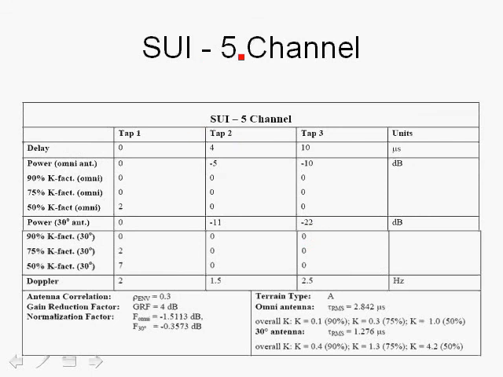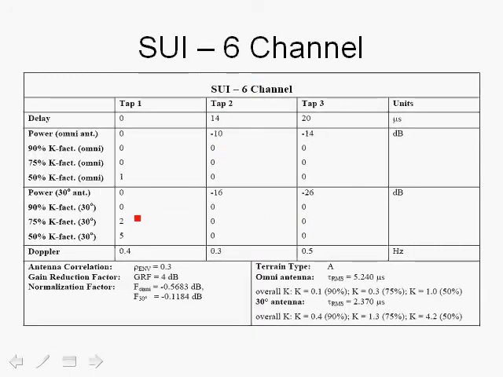For SUI-5, terrain type A, recall, which is hilly with a lot of foliage, a case where we have a lot of path loss, non-line of sight in this case with low K factors, if you will, and delay spreads which are very high. In this case, 4 microseconds and 10 microseconds are the delays on the taps. Again, you can compute the RMS delay spread using the delay profile shown over here.